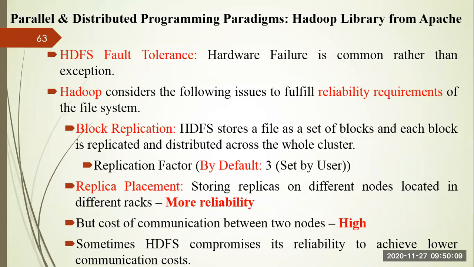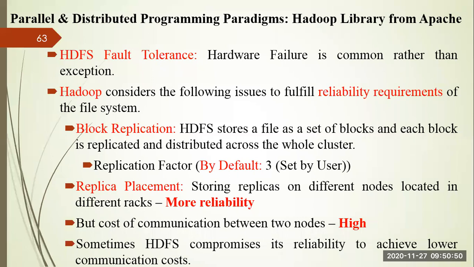Similarly, HDFS fault tolerance. Here it says that hardware failure in HDFS is common rather than an exception. If hardware fails in HDFS, we cannot call it a failure, because we have to assume that there is a definite failure in the hardware. Why? Because the system consists of a group of nodes, and each and every node participates in the HDFS system. So at any point of time there can be a failure. It is not considered an exception, so we assume that there is a failure.